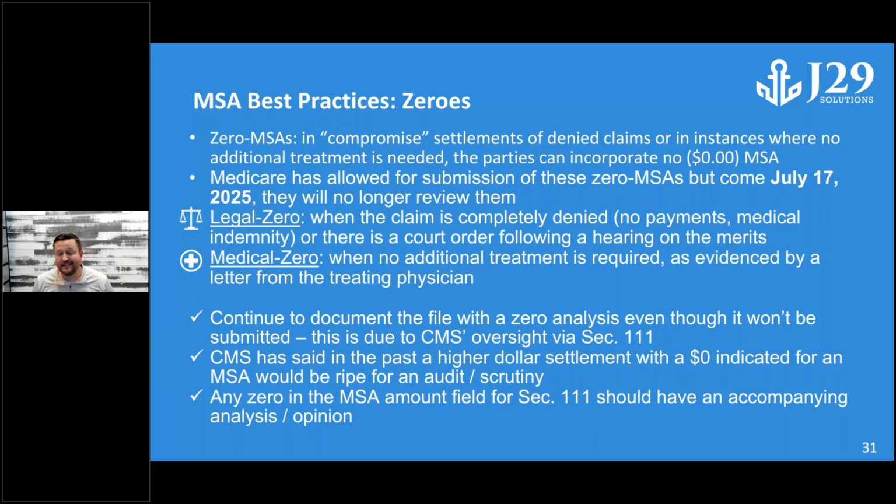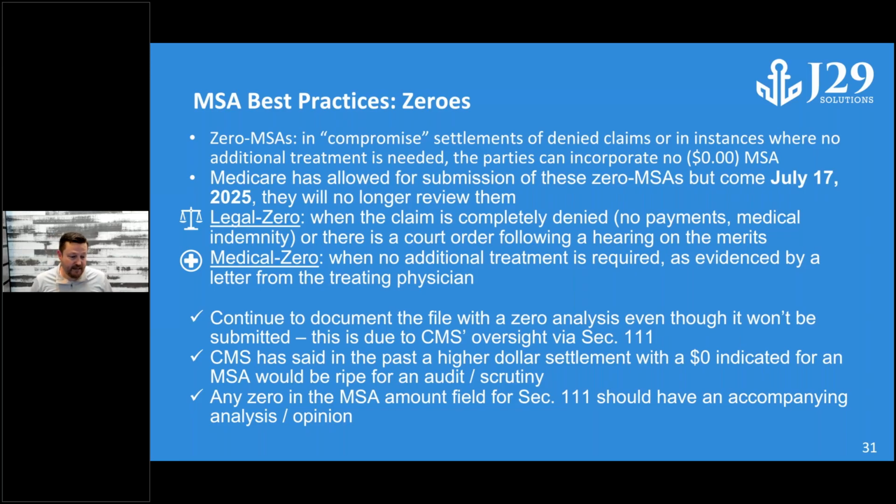Point being is that Medicare said come July 17th, so less than a month from now, Medicare will no longer review $0 proposals that are voluntarily submitted. So what does that mean? That means you should continue to document the file with the zero analysis, because Medicare is going to know by virtue of Section 111 reporting mandates that $0 was set aside.